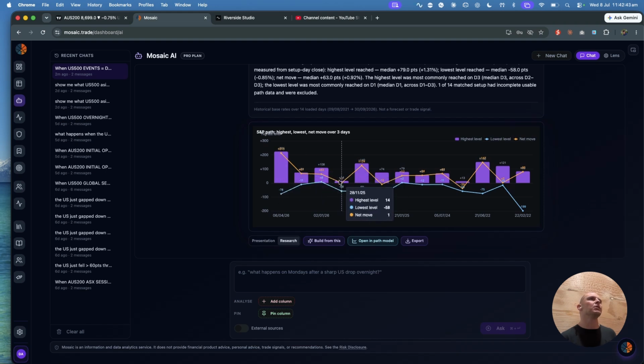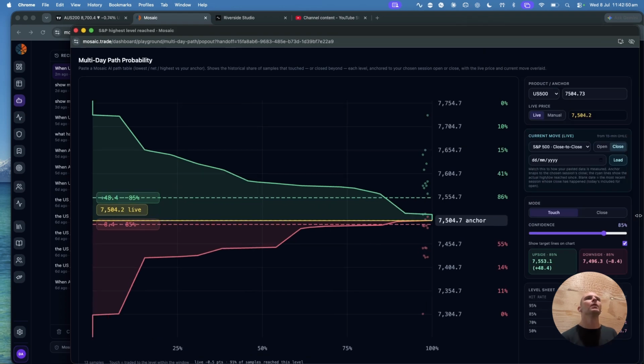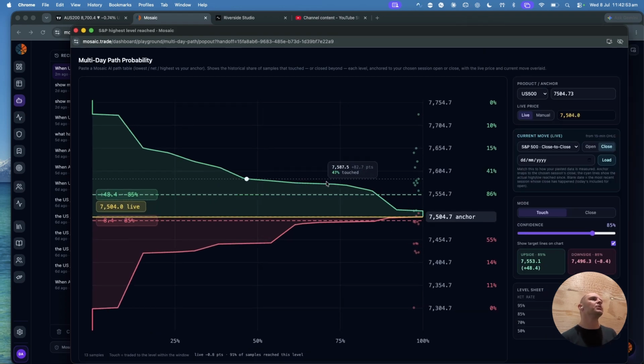Okay, so this just shows the highest point, the lowest point, and the net. So I should be able to open it up here. Okay, and it just shows the percentages of touching different levels. So over the next 3 days, historically, 85% have reached at least 48 points to highs. And on the flip side, that same 85% marker, only 8 points to lows. So really skewed to the upside in that case.